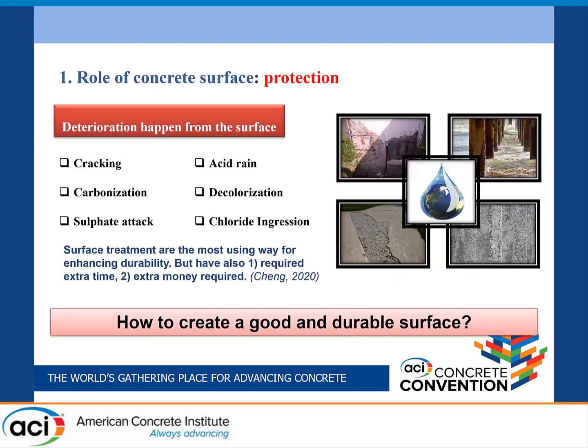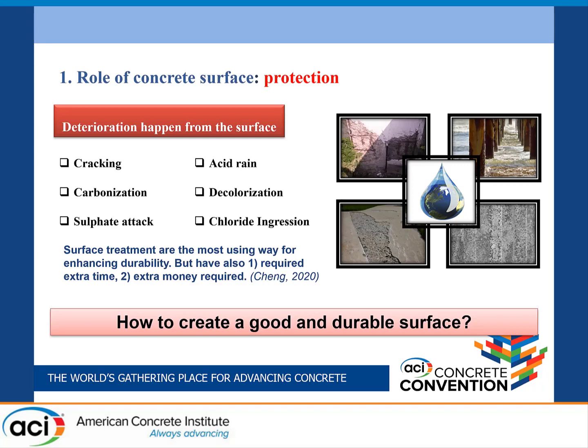The concrete surface also has a very great effect on the durability of concrete, because deterioration happens from the surface. Cracking also happens from the surface, and acid rain also affects the concrete surface. Carbonation, decolorization, sulfate attack, and chloride ingression all start from the concrete surface and then go on to damage the internal structure of the concrete. So to enhance the durability of the concrete surface, most researchers use different surface treatments. But surface treatment has some disadvantages, like requiring extra money and extra time.